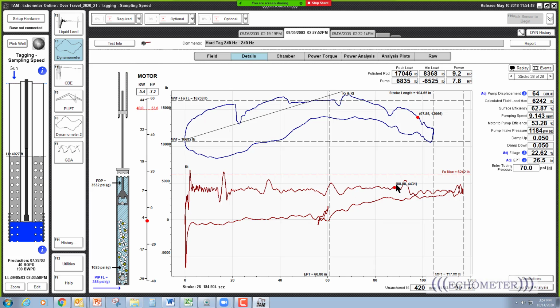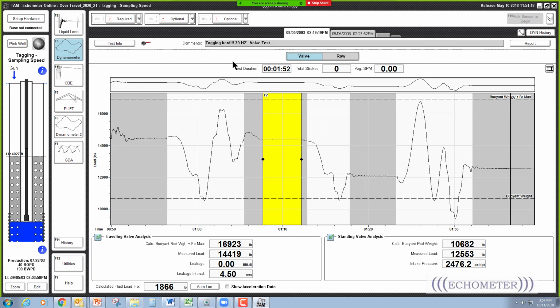If you sample too slow, you need high resolution data and high sampling speed to be able to see stuff like this. It's hidden in the noise if you don't sample fast enough. It smooths out the signal and makes it confusing. Now all we did is go a little bit faster, 250. No, this is not 250. This is just a valve test.